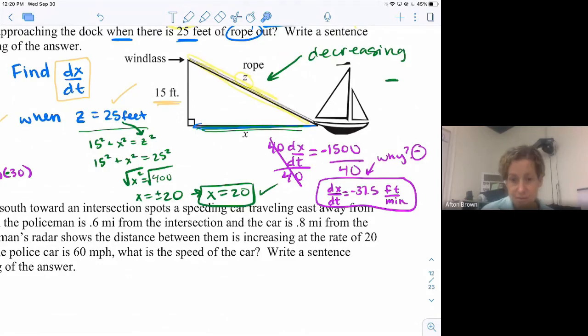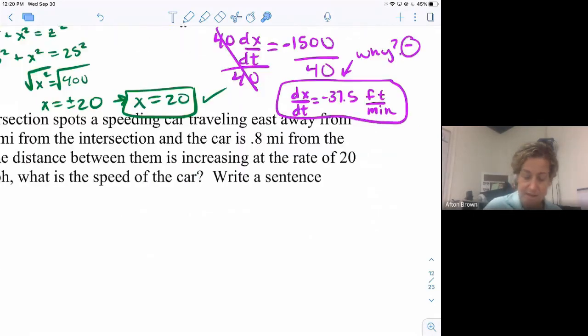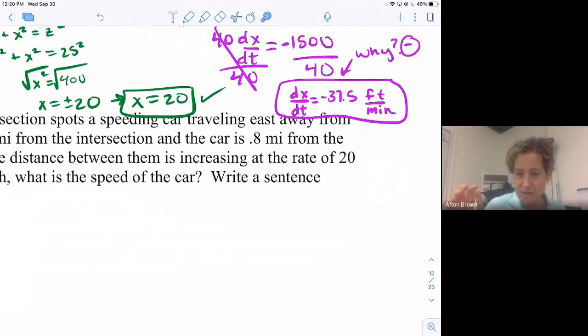Because the distance is smaller, the closer you get. Exactly. So as the boat's coming in, x is shrinking. So x is a decreasing rate, so it makes sense that it's negative. So the last thing you're supposed to write is like a sentence. It doesn't have to be a full sentence. I'm okay with, we want to do as little writing as possible.